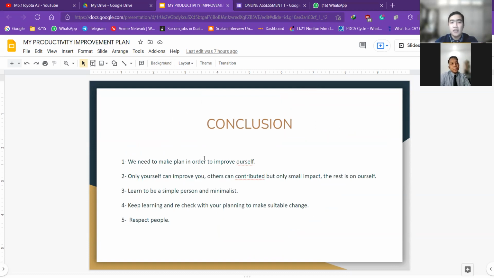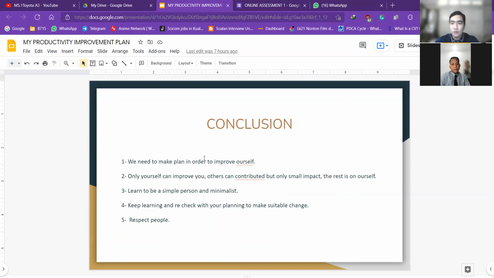Next, as the conclusion, we need to make plans in order to improve ourselves, whether it is combined, a breakthrough, or continuous. Secondly, only yourself can improve you. Others can contribute, but only a small impact. The rest is on ourselves. Thirdly, learn to be a simple person and minimalist. And fourth, keep learning and recheck if you are planning to make suitable changes.